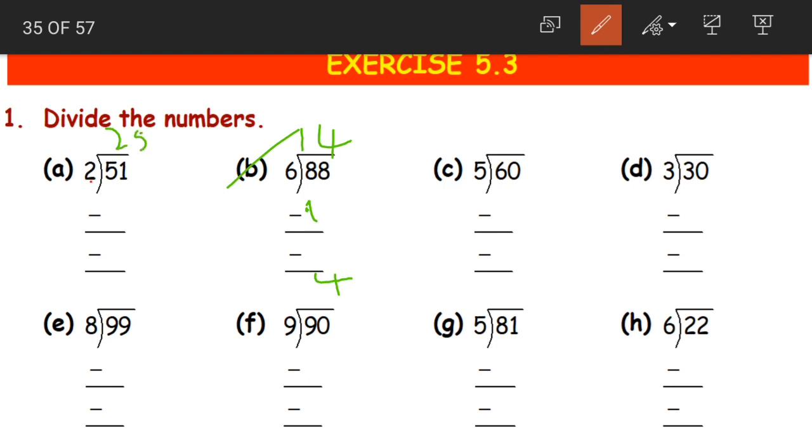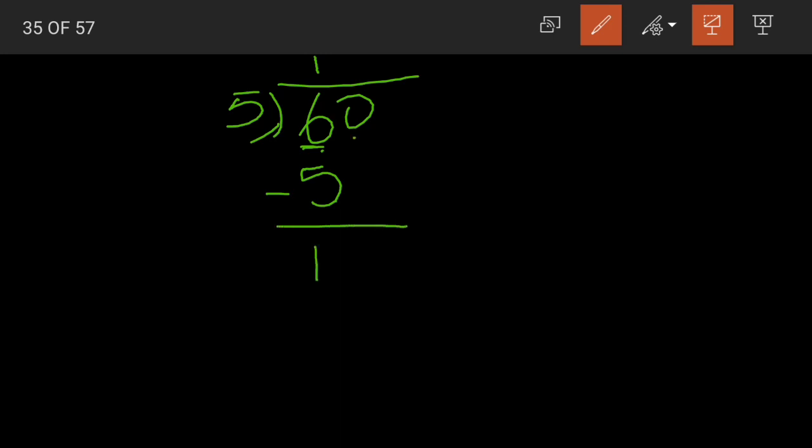For the previous one, what did we get? 25 is our quotient and 1 is our remainder. Coming to question C, 60 divided by 5. Taking only the first digit, 5 1s are 5. Yes, when we subtract, 1 will be remaining. And then what should we do? We should bring the digit in the ones place down. We have 10 now. Do we have 10 in the 5 table? Yes, we have. 5 2s are 10.